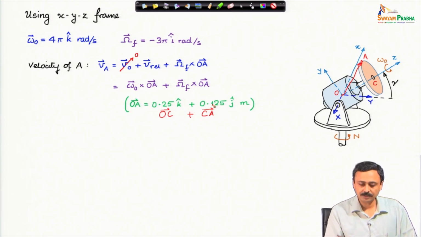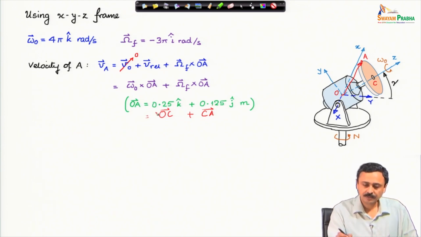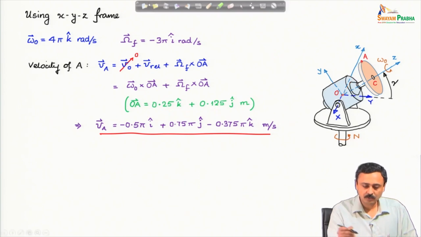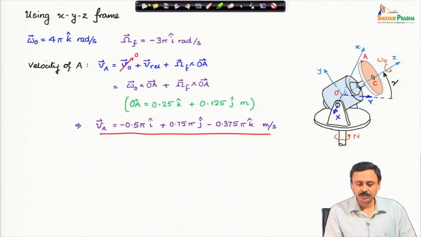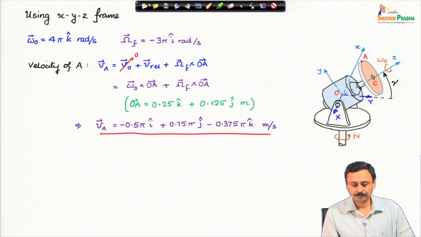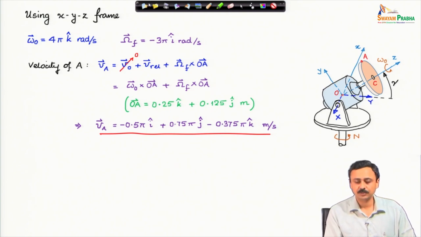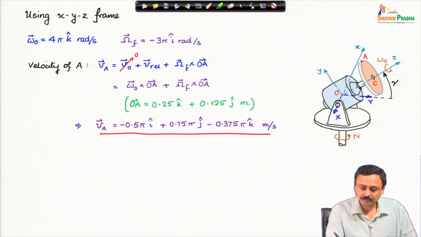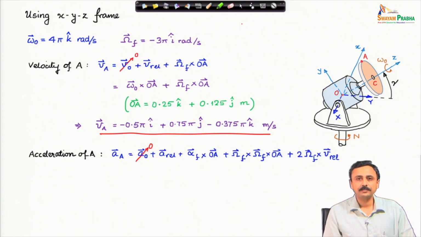These dimensions are given, therefore we have the expression of the OA vector, and if you plug in all these values, the velocity of point A turns out to be this expression, meter per second. Now, acceleration of A, this is our master equation.